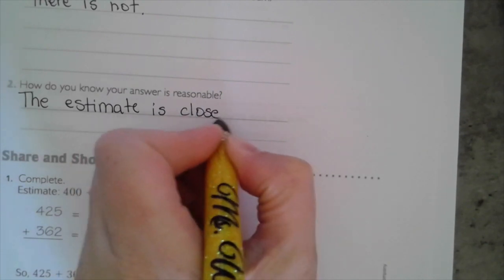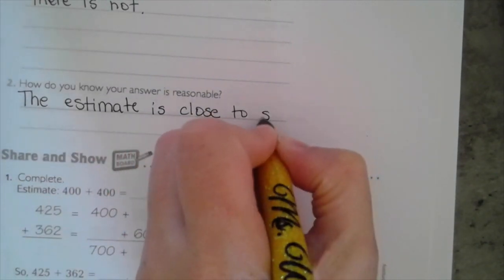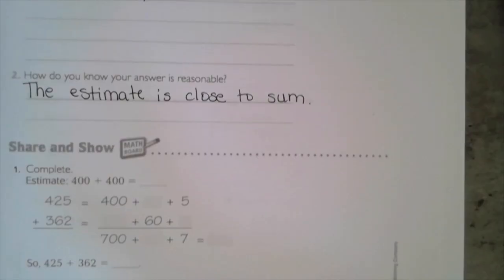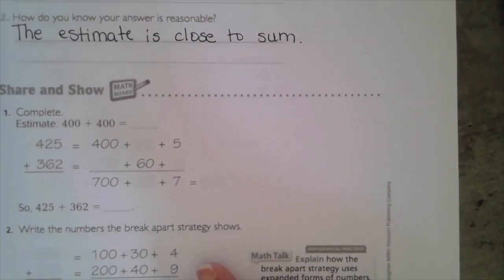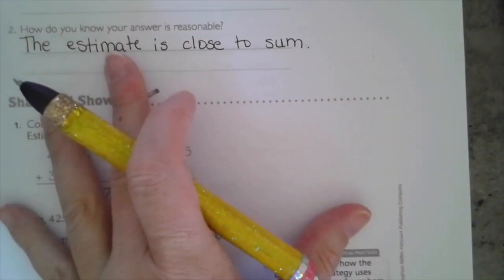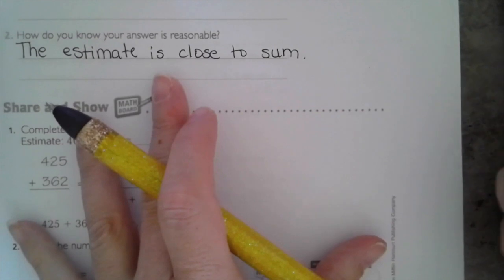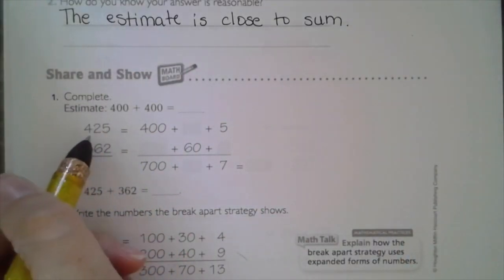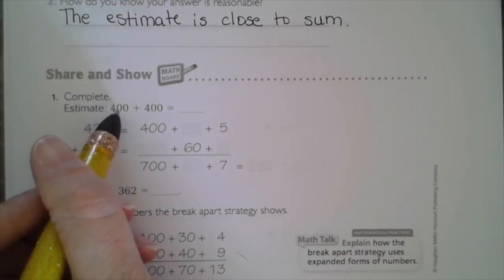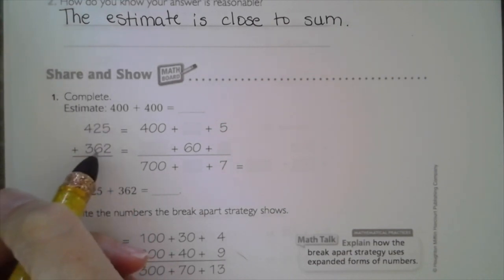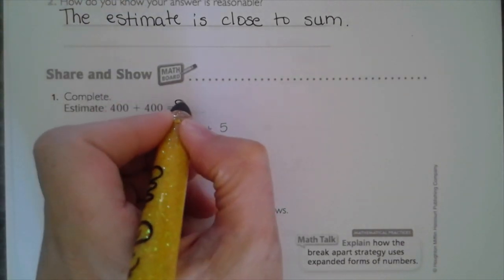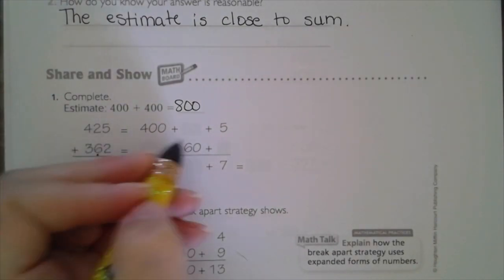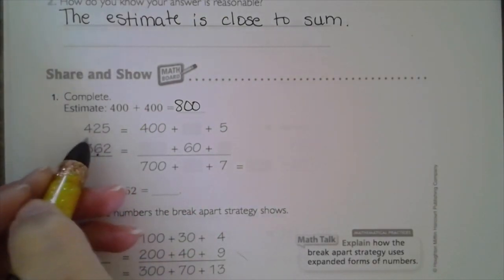And you can pause this at any time so that you can have time to write these down. All right. So let's look at number 1. Now, this one you need to be writing it with me. All right, so they've showed you the estimate. 425 estimates to 400. 362, since it has a 6 in the tens place, we would round that to 400. So 800. Okay, now we just have to fill in the missing numbers.